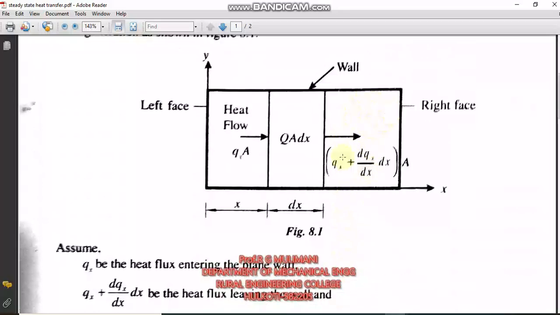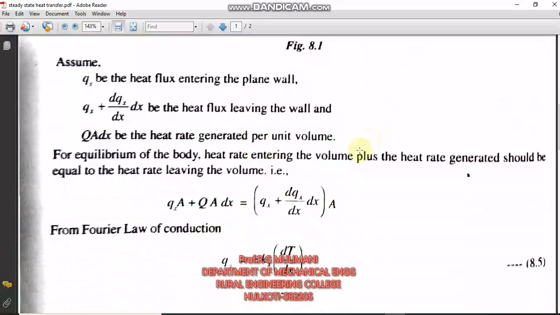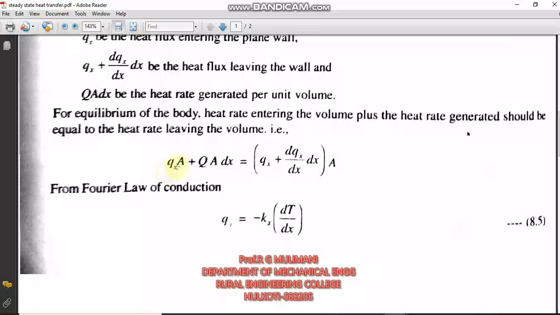The heat leaving the body is qx plus some difference. This change in the heat rate is denoted in differential form as dqx by dx over the length dx. Conduction is quantified by Fourier's law, where heat flux can be expressed in terms of the thermal conductivity and the temperature gradient.